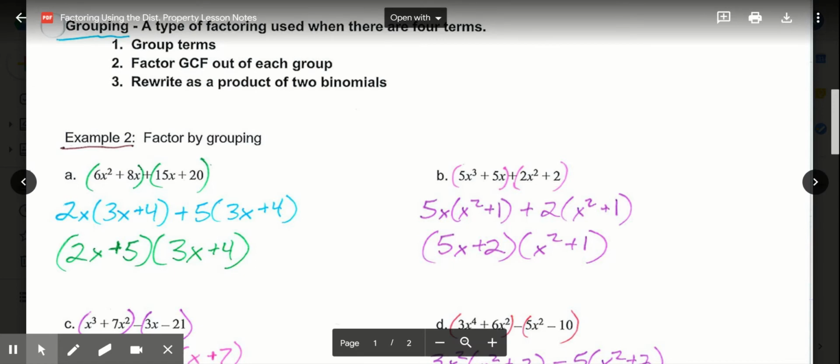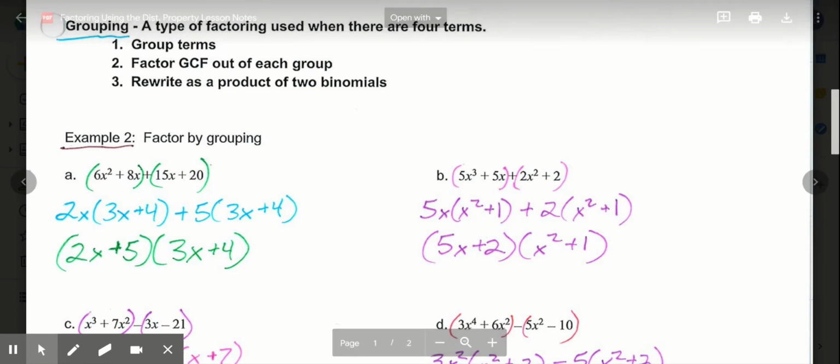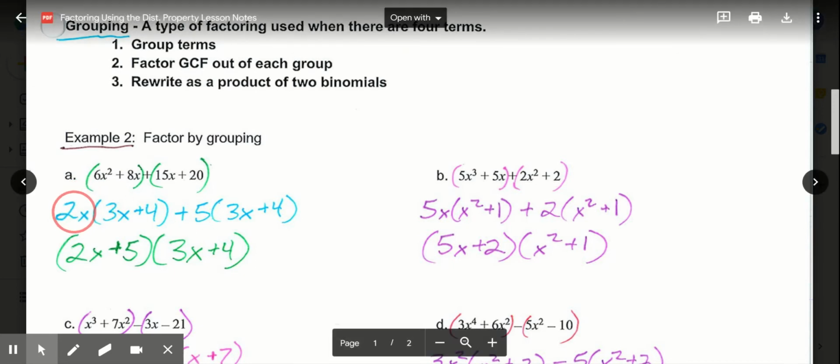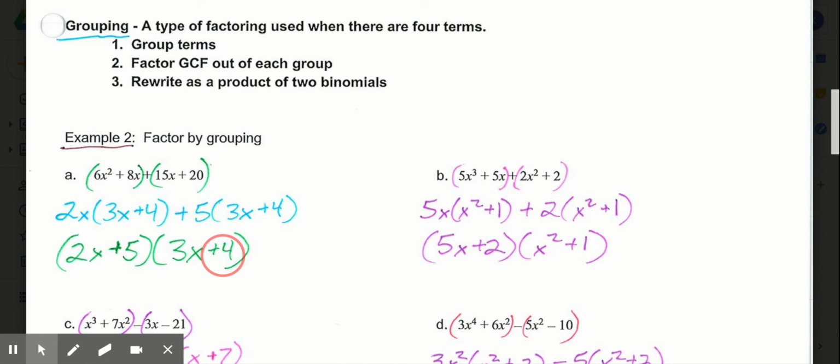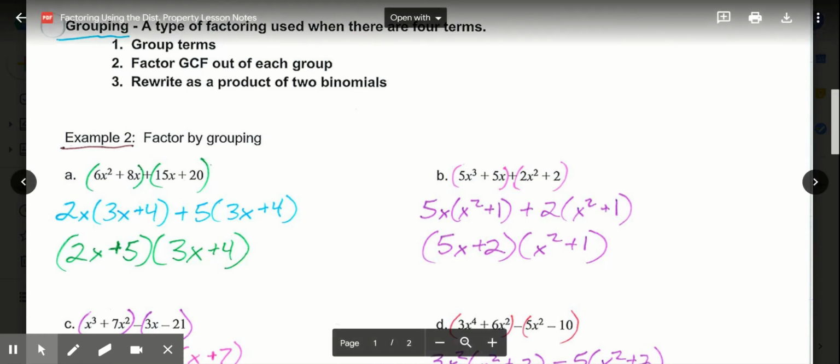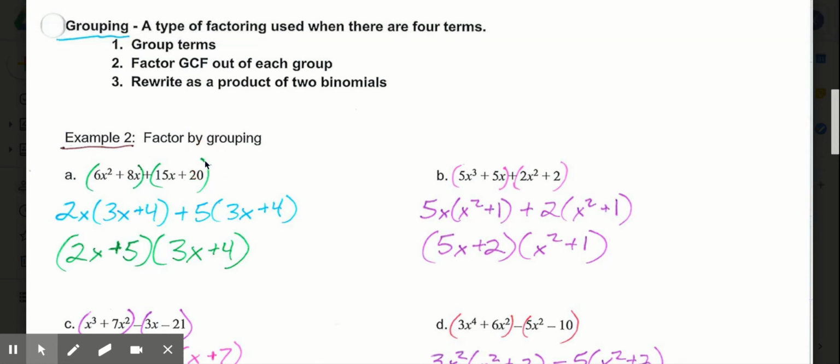So in this case, using the grouping method, we group together what's on the outside. So the 2x plus 5 becomes our first binomial, being multiplied by 3x plus 4. Now, if we would FOIL this, you would see it turns into the same piece as here. So the grouping method works when it's written as 4 terms.